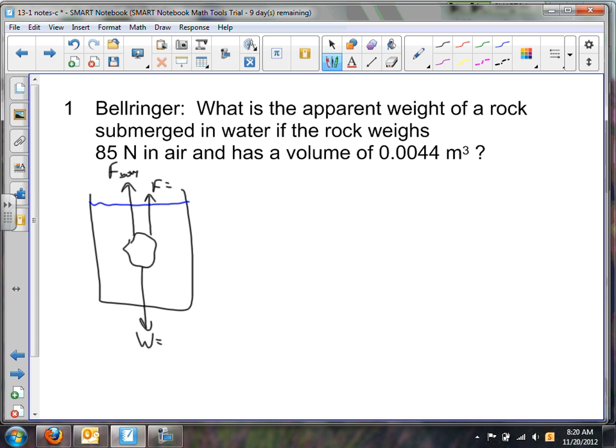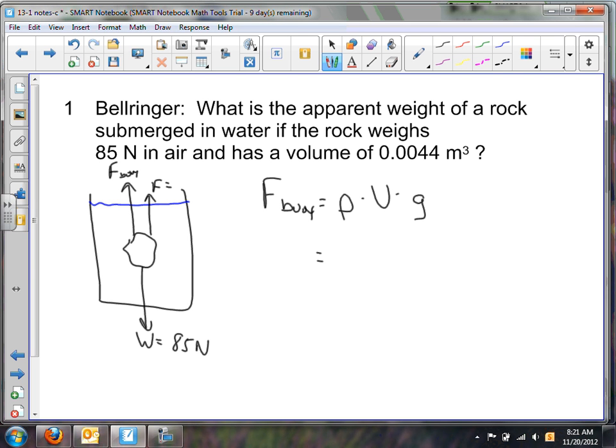So these net forces would have to be 0 and such. Well, my weight, we know is 85 newtons. So all I really need to do is find the buoyant force. And once I know the buoyant force, then I can figure out my apparent weight. The equation for buoyant force, remember, is weight density of the liquid times volume times g.